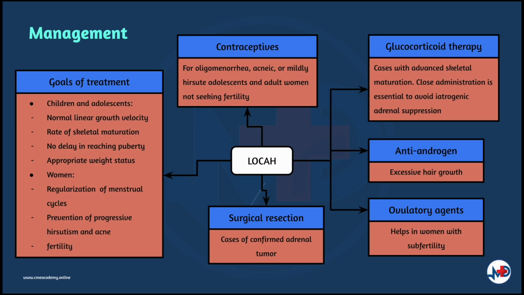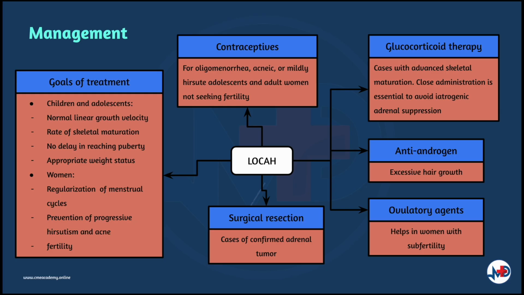Management-wise, the goal would aim to include normal linear growth velocity, rate of skeletal maturation, no delay in reaching puberty, and appropriate weight status for children and adolescents. In women, you would aim to regularize the menstrual cycle and prevent the progression of hirsutism and acne, as well as address issues regarding fertility.